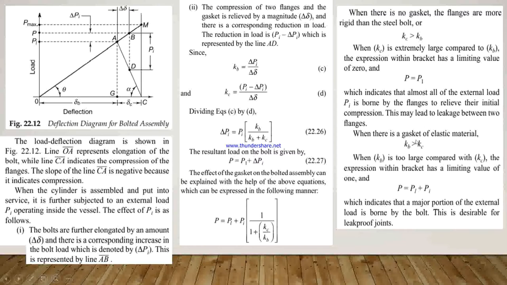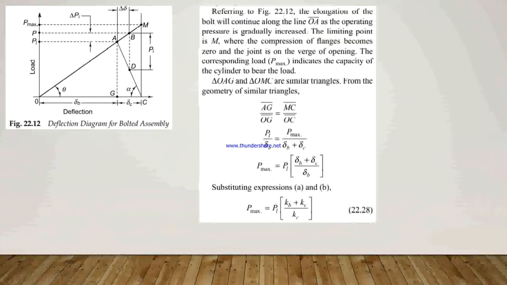When there is a gasket of elastic material, K_B is greater than K_C, which means the stiffness of the bolt is greater than the stiffness of the gasket. K_B is too large compared with K_C, and the expression within the bracket has a limiting value of 1, and P is equal to P1 plus P_I, which indicates that the major portion of the external load is borne by the bolt, and this is desirable for leak-proof joints.